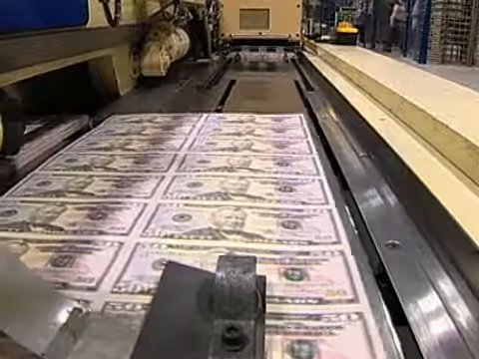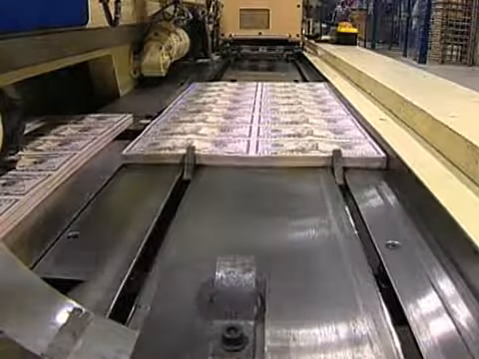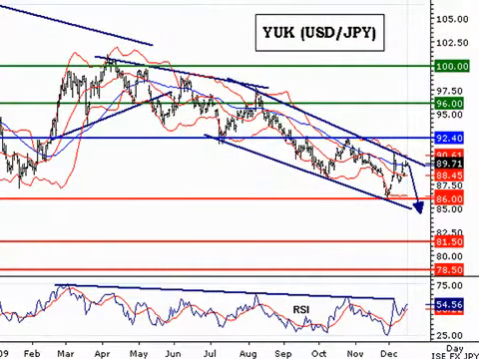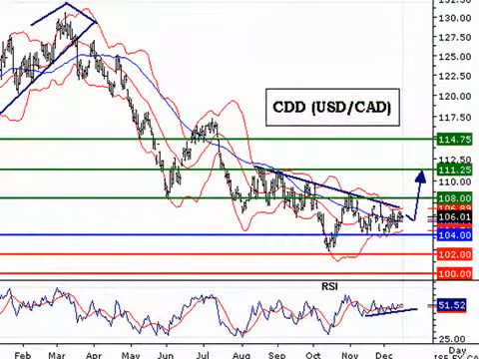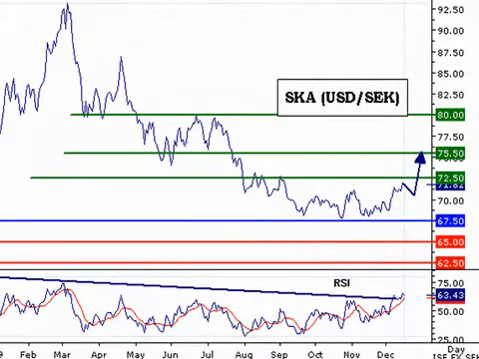And looking ahead to next week, Trading Central analysts will be taking a closer look at the US dollar, especially against the Japanese yen for the YUK. It is challenging its bearish channel upper boundary. Also, the CDD is challenging its medium-term declining trend line as the RSI is mixed to bullish. And last but not least, the daily RSI of the SKA is currently breaking above its medium-term declining trend line and does call for a further advance.